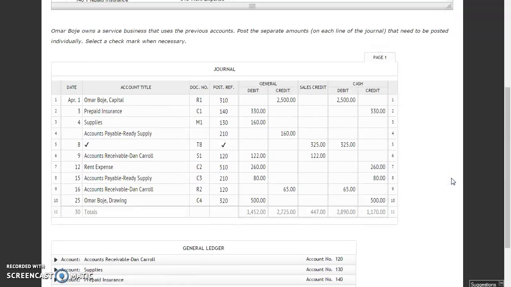So, I can look back at this journal and see that I have posted everything from the general debit and credit columns by looking at this post reference column. It's showing me these numbers are all filled in. That is signifying that I've posted everything. We are done with our posting for this particular assignment. Go ahead and save and continue on to the on your own.